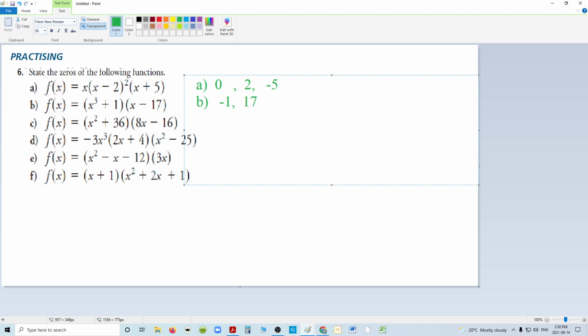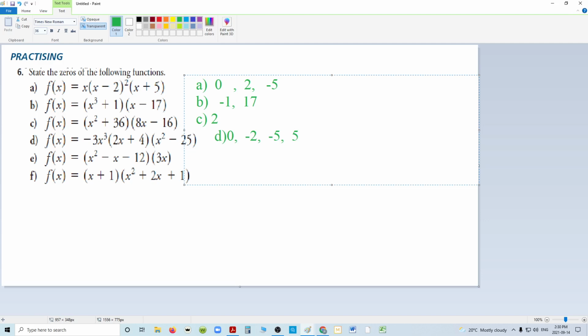So you just make whatever's in the bracket equal to 0, and you solve for x. The next one doesn't exist. x squared equals minus 36. Doesn't exist. And the other one is 16 divided by 8. It's 2, so there's only one root there. For D, the first minus 3x cubed means 0 is a root. The next one, minus 4 over 2, which is minus 2, is the other root. The other one is x squared is equal to 25. When you square root both sides, you get minus 5 as an answer, and plus 5 as an answer. So those are the zeros for that.